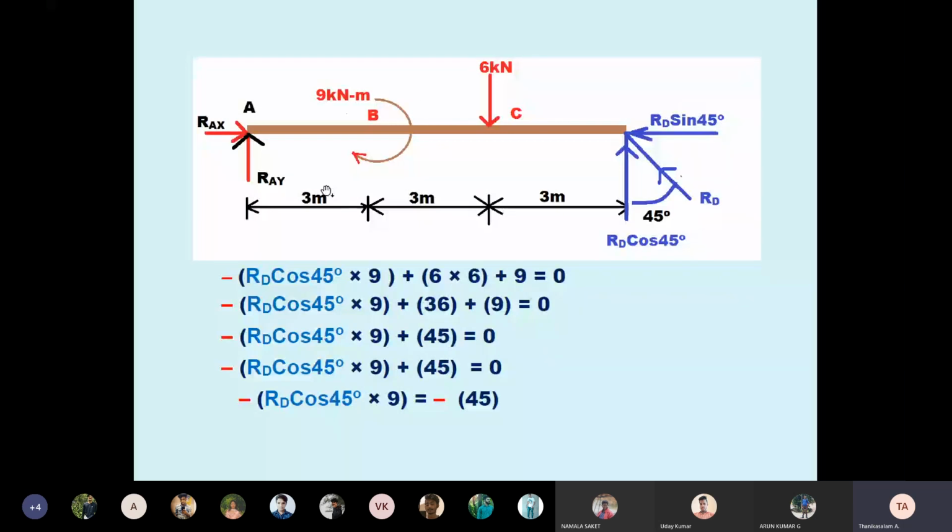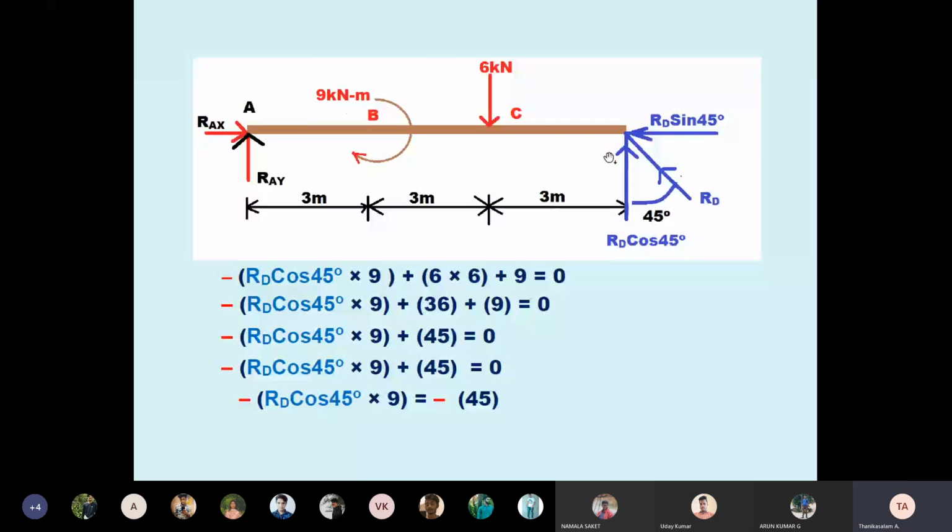Therefore, what are the other forces giving moment? Here RD cos 45. Where is the reference point? A is the reference point. What is the distance? 3 meter, 3 meter, 3 meter, 9 meter. RD cos 45 with respect to A is rotating anti-clockwise.